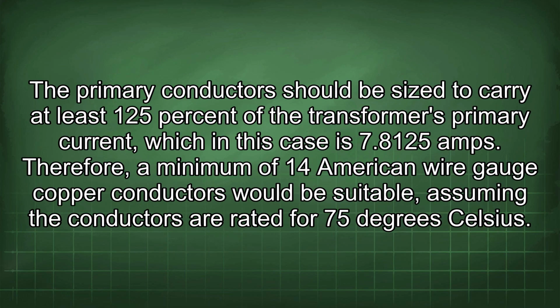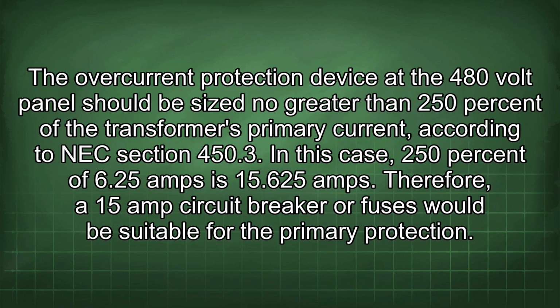The primary conductors should be sized to carry at least 125% of the transformer's primary current, which in this case is 7.8125 amps. Therefore, a minimum of 14 American wire gauge copper conductors would be suitable, assuming the conductors are rated for 75 degrees Celsius. The overcurrent protection device at the 480-volt panel should be sized no greater than 250% of the transformer's primary current, according to NEC section 450.3.